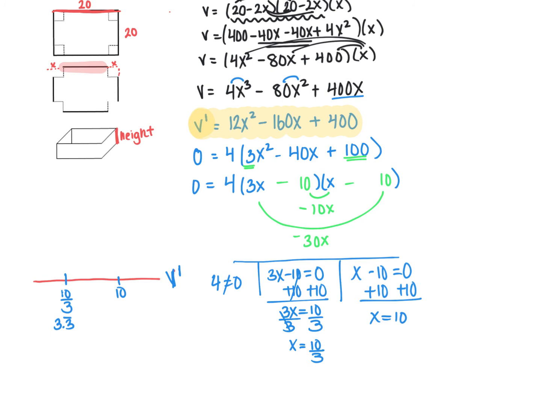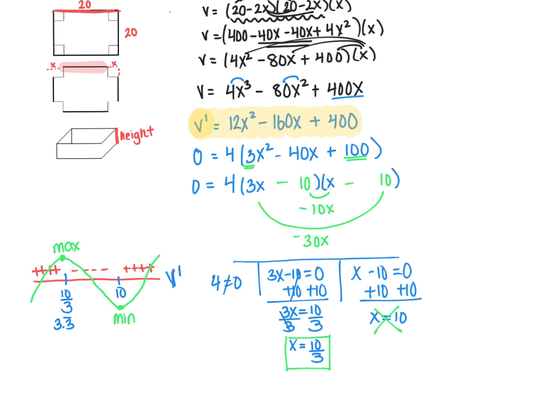All right, this is what I got. So what this tells us is that I'm increasing from here to here, I'm decreasing from here to here, and I'm increasing from there to there. So this is clearly the minimum value, and this one is my maximum value. So we know that when x is equal to 10/3, we will have our maximum volume.